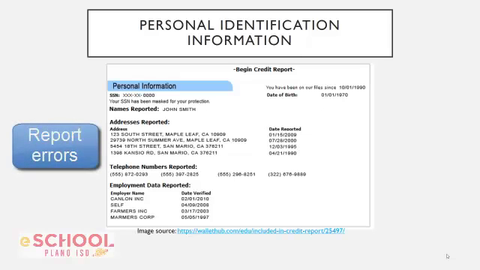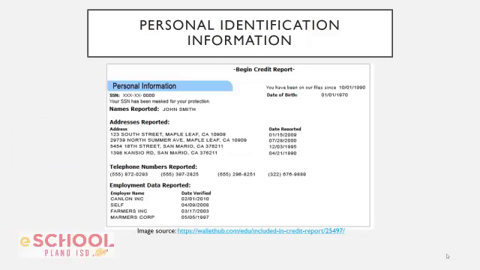It's unlikely that any of this information will be incorrect, but if you do find an error, you need to notify the credit bureau. You should also notify them if you've moved or found a new job. This way your current income levels are recognized when you apply for credit or a loan, and you don't miss any important correspondence in the mail.